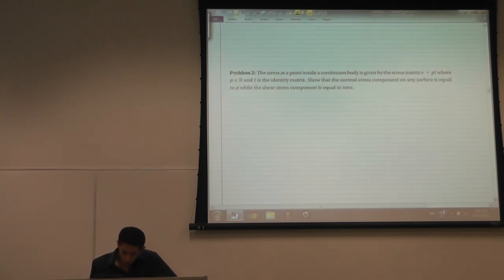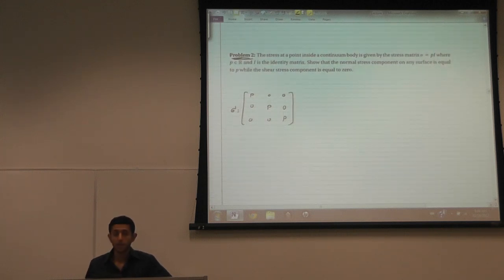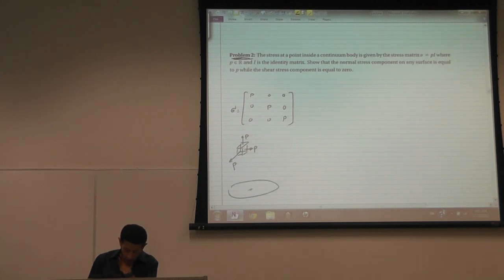So there are a few problems that you should look at, but the important problem that I want you to notice is this, the particular stress state where the stress is given by this matrix, whatever the value of P is. It's called a hydrostatic stress state, where the stress is equal to P from all directions. So if I orient my cube like this, I get P, P, and P, and that's of course inside the material. I'm looking under the magnifying glass. Inside here I have P, P, and P.